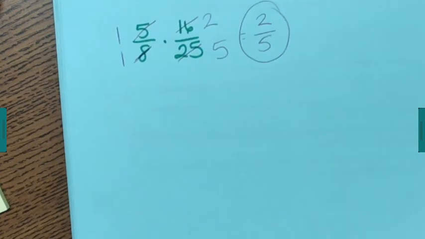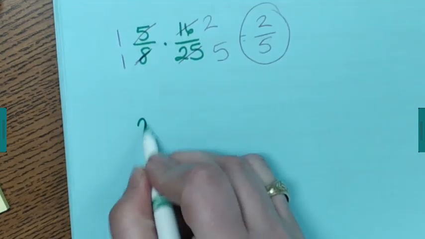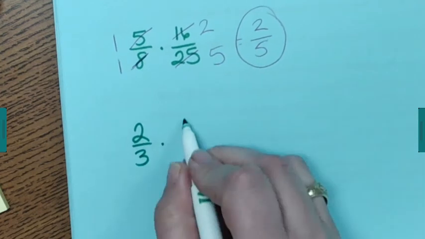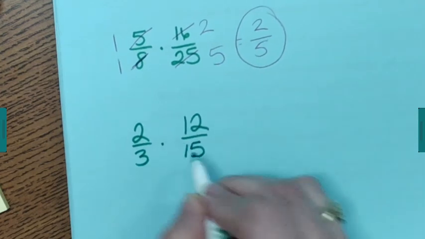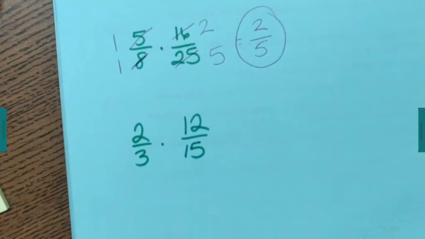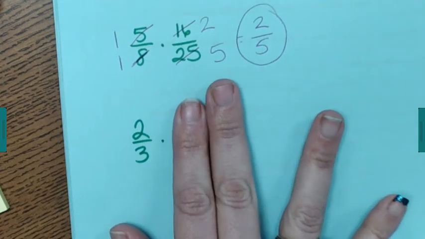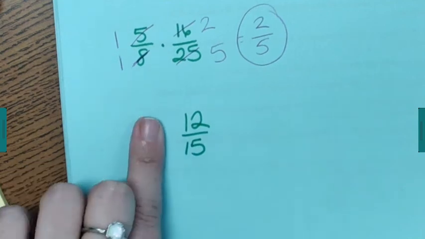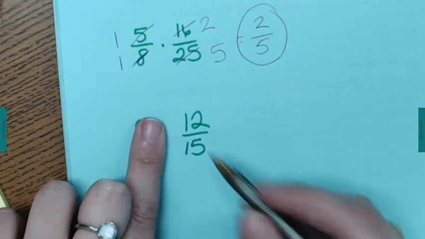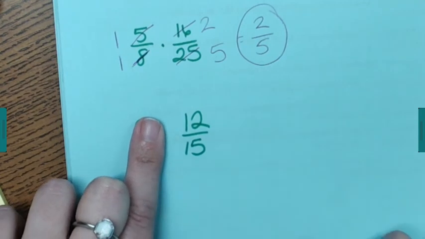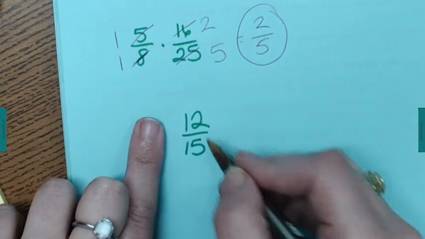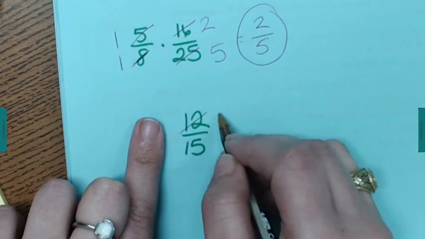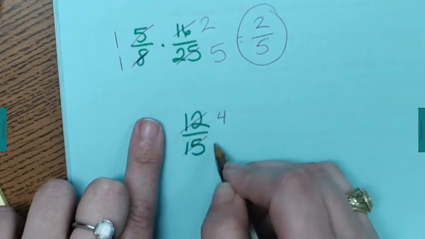All right, last one. 2/3 times 12 over 15. Okay. Can you simplify 2/3? No. Can you simplify 12/15? No. Yes. What can you simplify 12/15 by? 3. How many 3s are in 12? How many 3s are in 15?